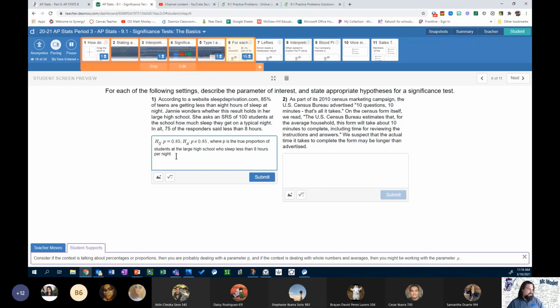Okay. So then we need to do similar kind of ideas with the next question here, except this next question is not dealing with proportions. I'm going to tell you that it is dealing with means or averages. All right, so your parameter should be mu.